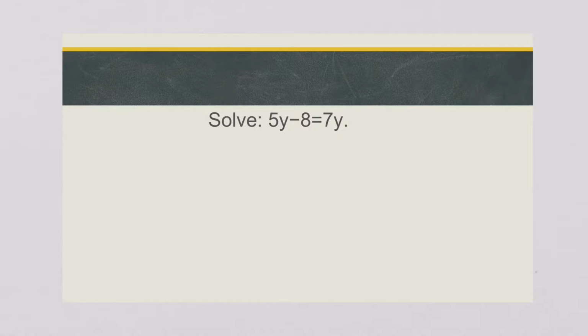Alright, so let's take a look at this one. 5y minus 8 equals 7y. If I were to move that 7y from the right side to the left side, I've just pulled every single thing over to the left side. And you don't want everything on the left side. You want your constant equal to your variable or your variable equal to your constant. So my recommendation for this problem, subtract 5y from both sides.